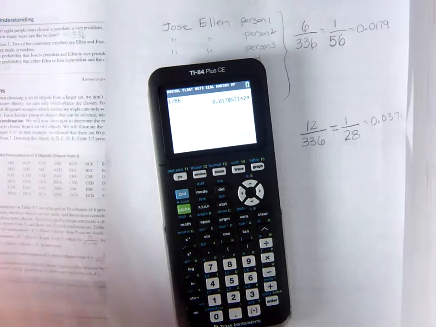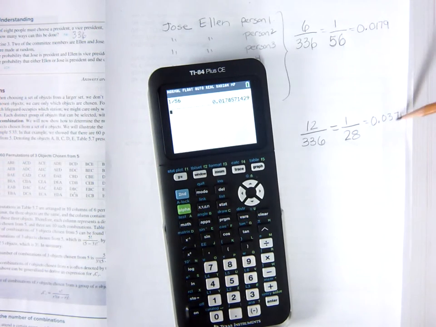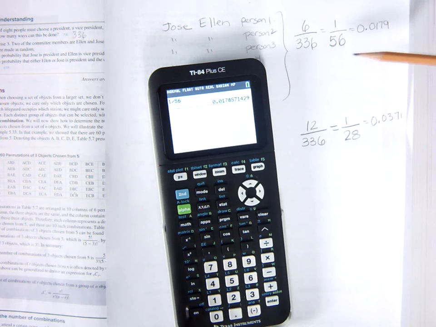Okay, so you can see this is about double the probability of this one, which we would assume since the bottom is double here, what it is here. Okay? All right, now let's see what else we have here.